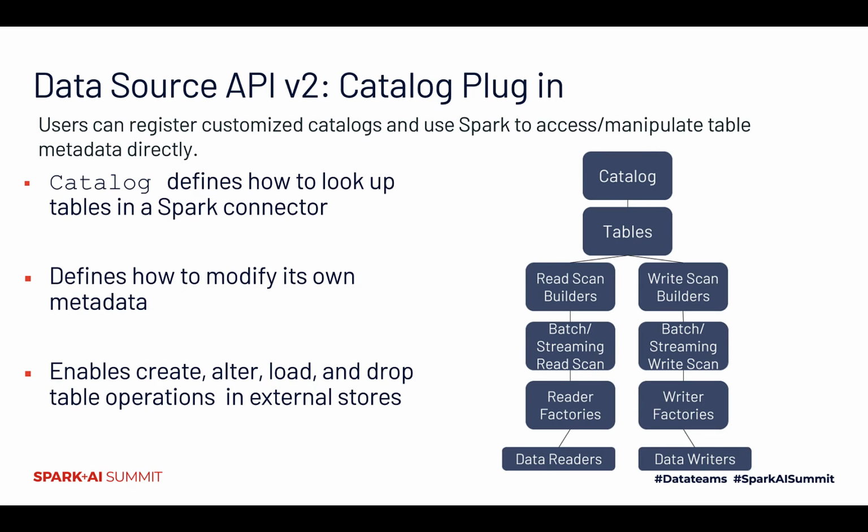There's one big improvement in the V2 API that I really want to call out, which has to do with the customized catalog plugin. The catalog API defines how Spark looks up tables in any kind of Spark connector. And you'll notice here that we can do streaming readers, we can do batch readers, all sorts of different readers and writers, and this type of information has gradually been maturing and improving, and we really want to push the community to start using it.